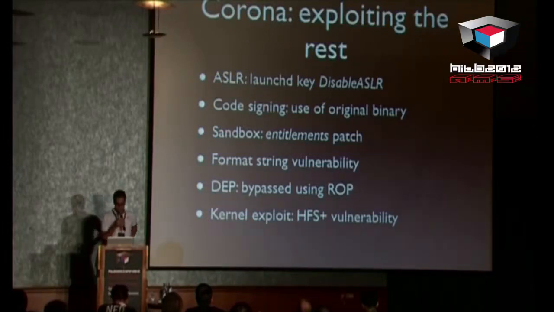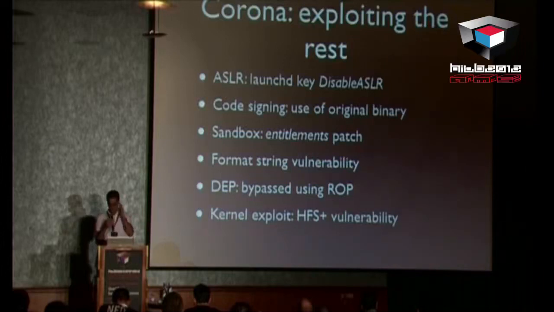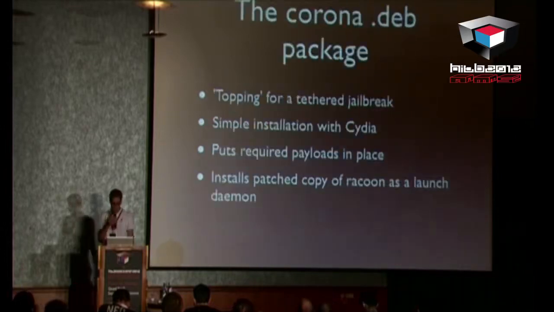Then Corona is loaded with a configuration profile that includes the so-called format string vulnerability. This is what Joss will present a bit later. And also the data execution prevention is then bypassed using ROP to achieve the next step of the exploiting. This is the HFS Plus vulnerability to actually exploit the kernel. This is what Cyril will present a bit later also.